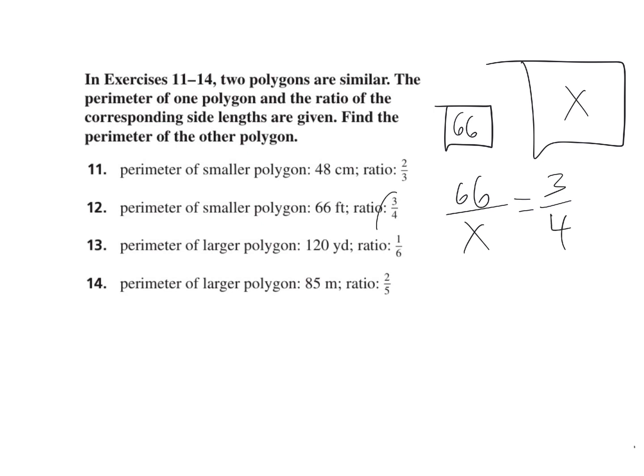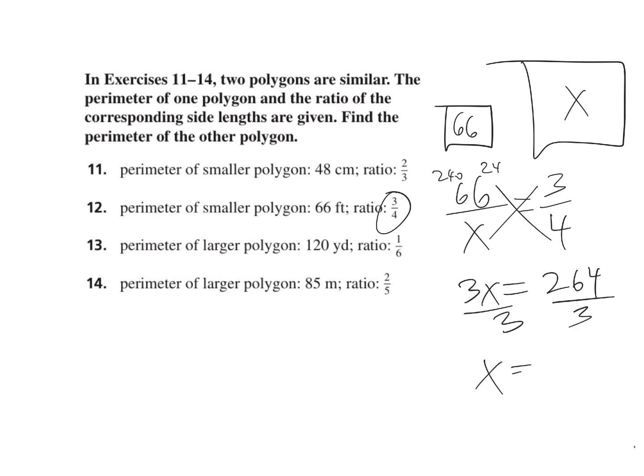Okay, the ratio of the sides is 3/4, so the ratio of the perimeters is the same, 66 to x. Cross multiply, so 3x is equal to 4 times 66. 4 times 60 is 240, and 4 times 6 is 24. So 240 and 24 is 264. Divide by 3. 3 goes into 26 8 times with a remainder of 2. 3 goes into 24 8 times. So 264 divided by 3 is 88. So that would be the perimeter of the larger polygon. Okay? Let's erase that and do number 13.